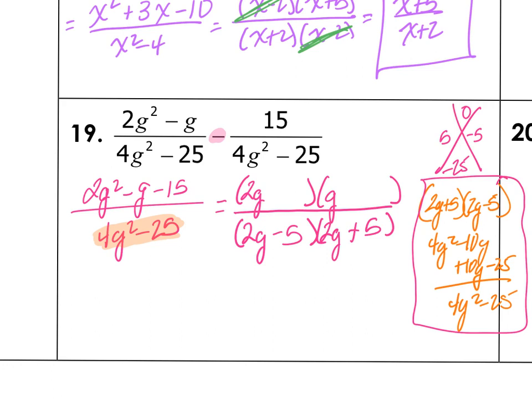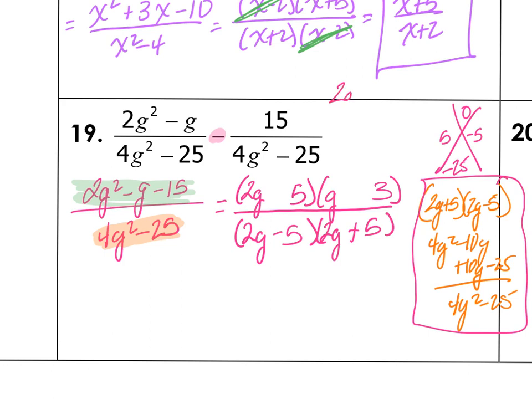Okay? So now we're going to factor the top part here. The only thing that multiplies to be 2 is 2g and g. So I know one of them has got to be a 5, because to get 15, I've got to do 5 and 3. The question is, is it going to be plus 3 or minus 3? That's what we have to figure out, and this is how I'm going to do it.